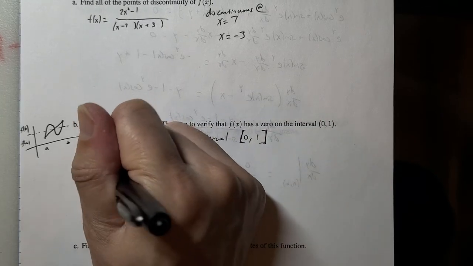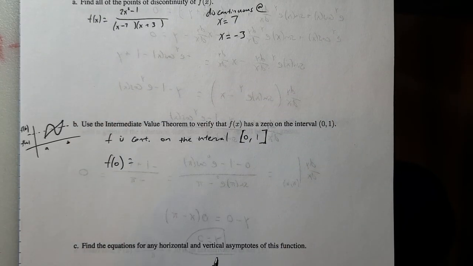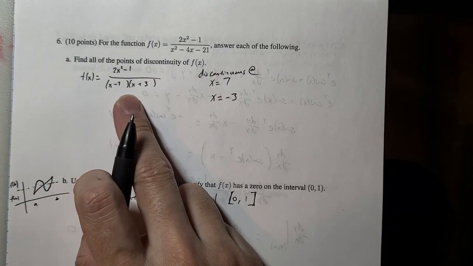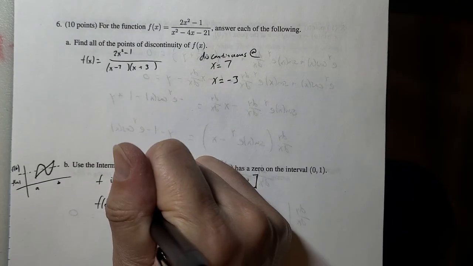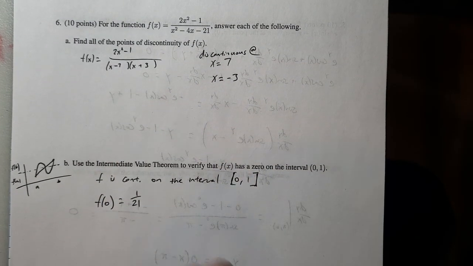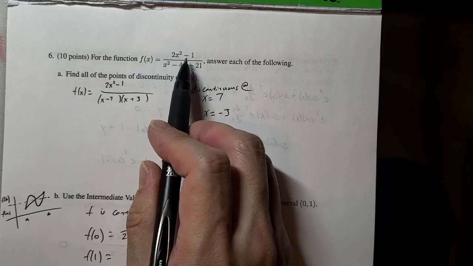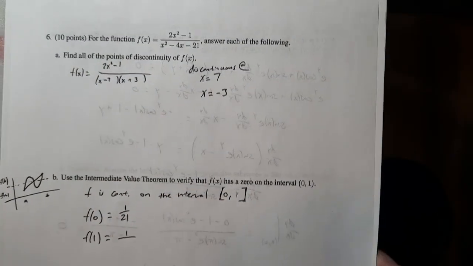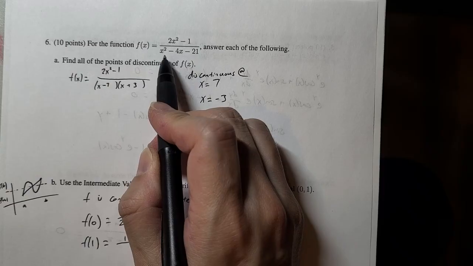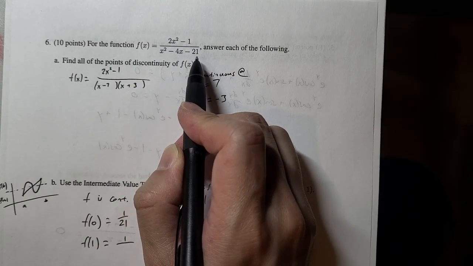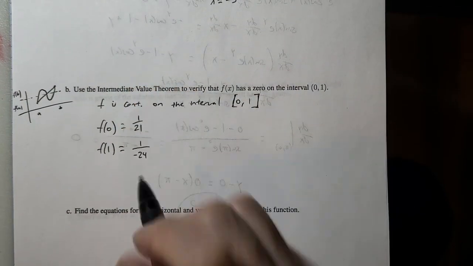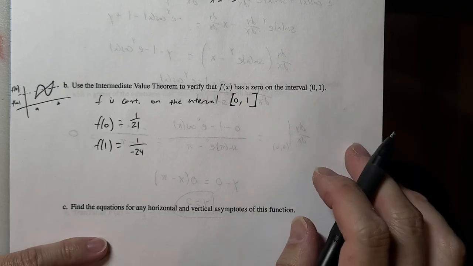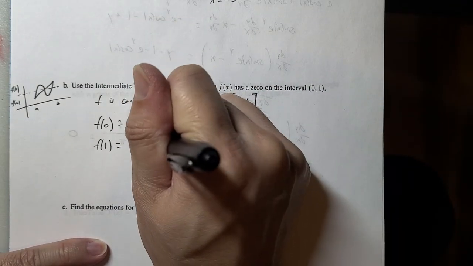We can say f of 0 is equal to what? We plug in 0, we would get minus 1 over minus 21, so it will be 1 over 21. f of 1 is what? It would be 2 minus 1, which is 1. And then we would get 1 minus 4 minus 21. So negative 3 minus 21, that is negative 24. This is greater than 0. This is less than 0.